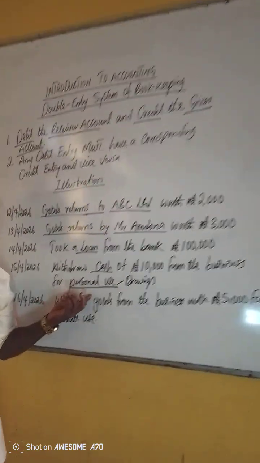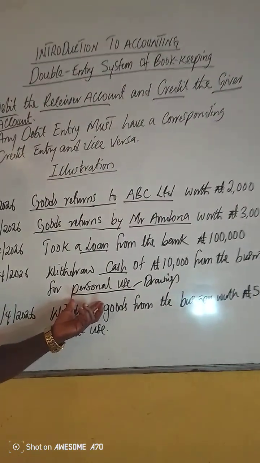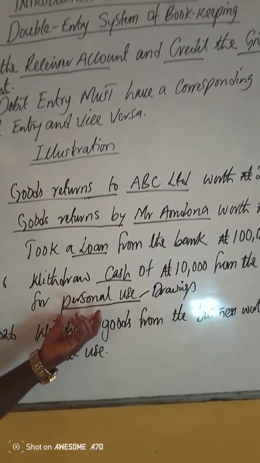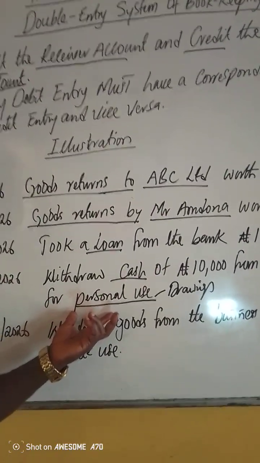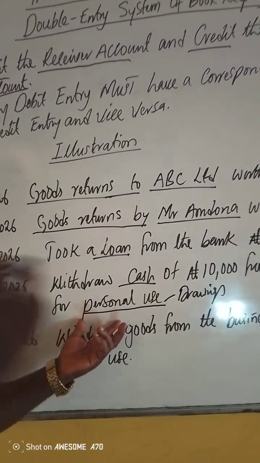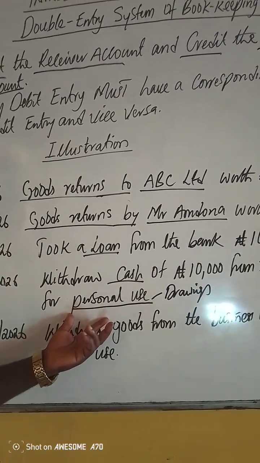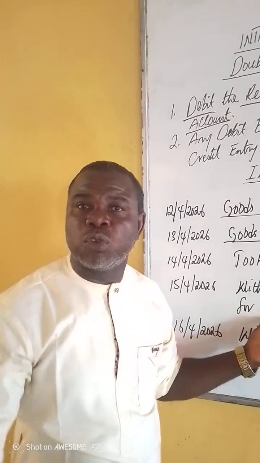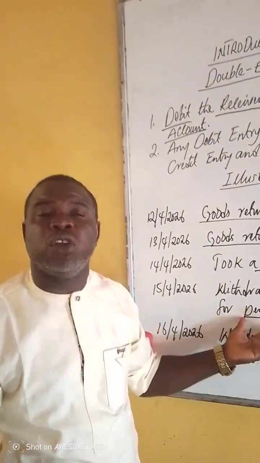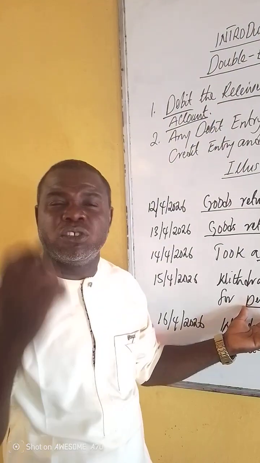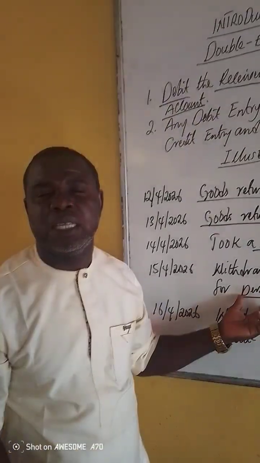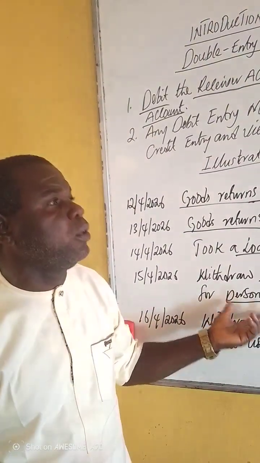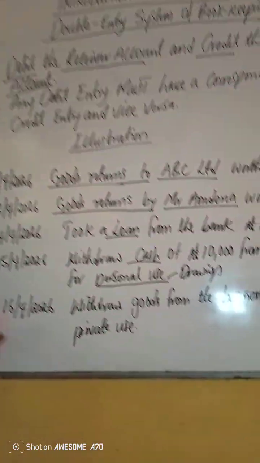Mind you, in some cases, this personal use might not be called personal use. The names of those things will be mentioned. For example, somebody will say we drew money from the business to buy a private car, or we drew money from the business to pay the school fees for the children, or we drew money from the business to buy clothes or anything that is personal. So whether personal use is used or not, anything that is private, that is not for the business, is drawings. Take note. And that is why we are using drawing. Let's go to the next one.